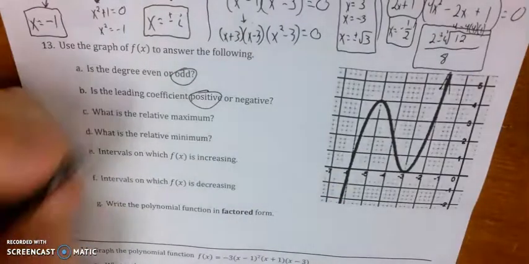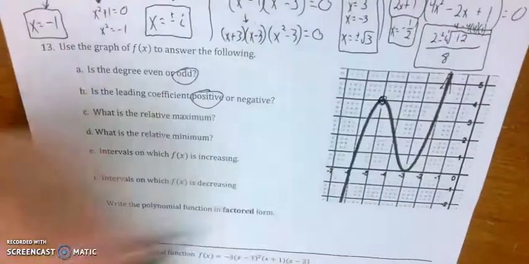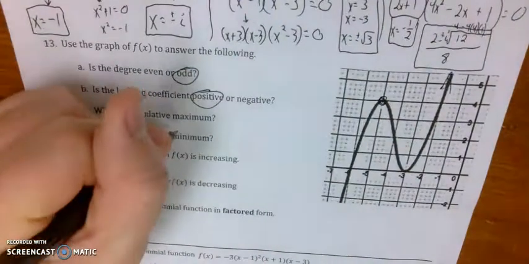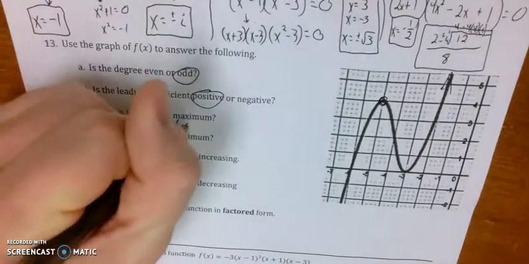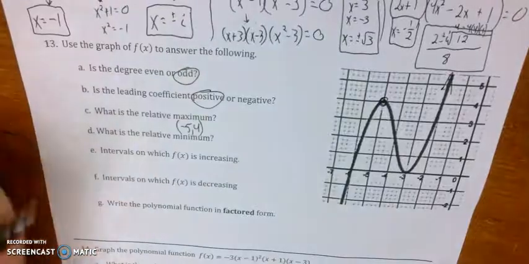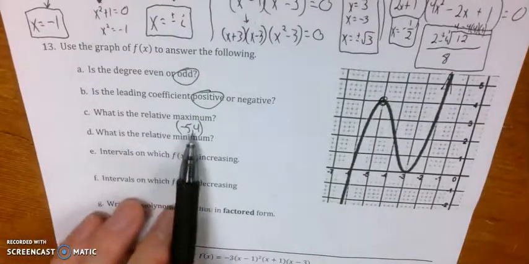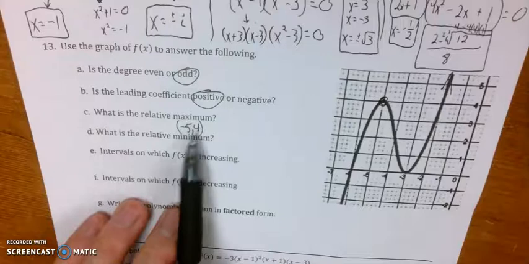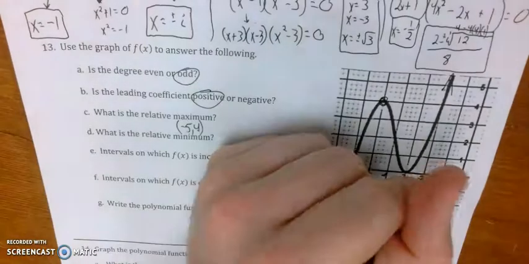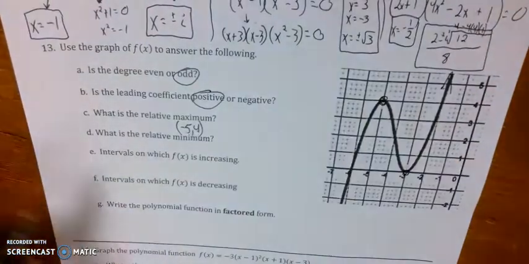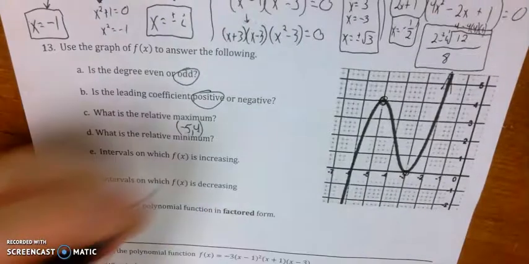What is the relative maximum? So that would be this point here. The relative maximum is going to occur at the point -5, 4. You might have to word this as it reaches a relative maximum of 4 when x is -5, just as a heads up. The relative minimum is that point right there, -3, 0.